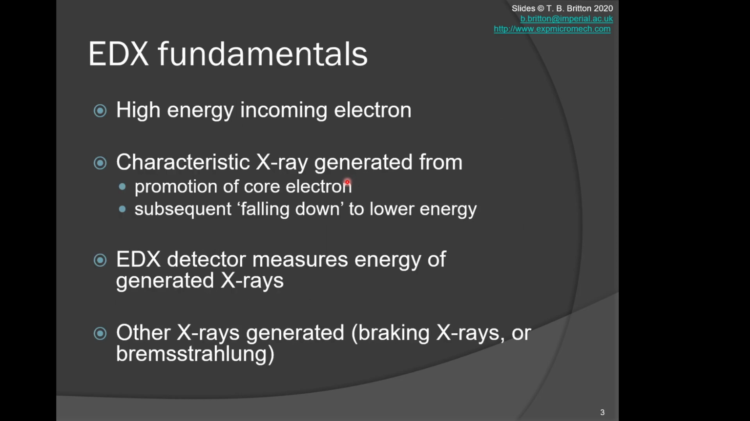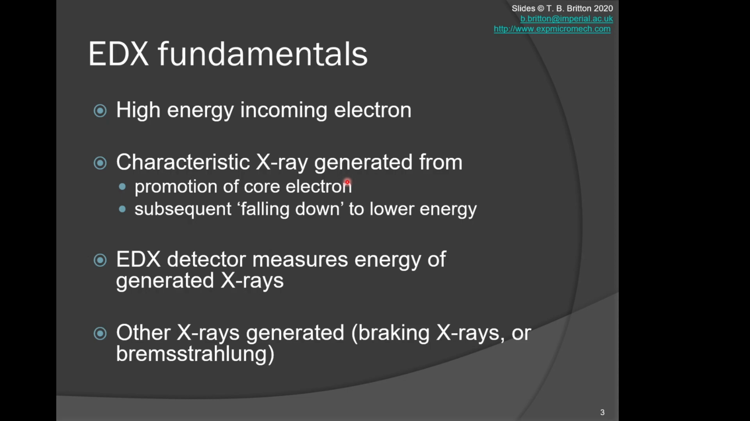The fundamentals of the technique is that we have a high energy incoming electron. That incoming electron will promote a core electron to a high energy state. That core electron will fall back down to its preferred energy state, and in the process it will release a characteristic X-ray corresponding to that electron transition. We have an EDX detector that measures the energy of those generated X-rays, and if we can characterize those characteristic peaks, we can work out what species was present.